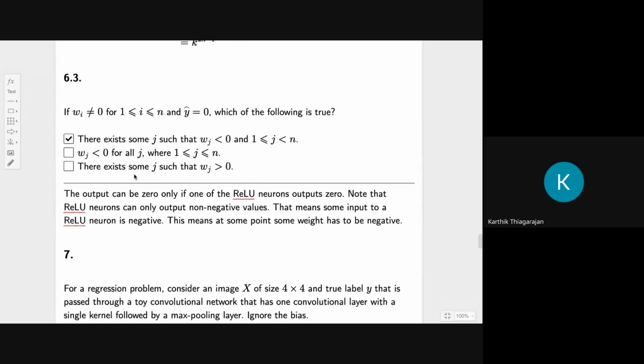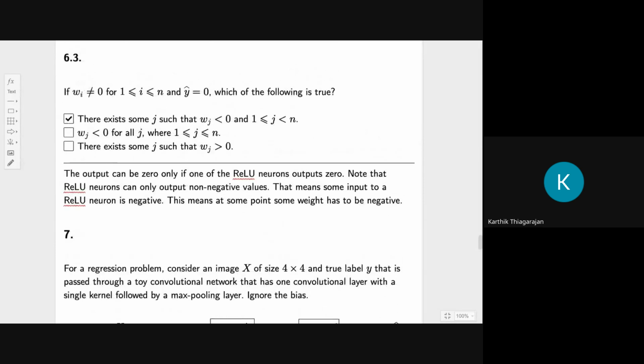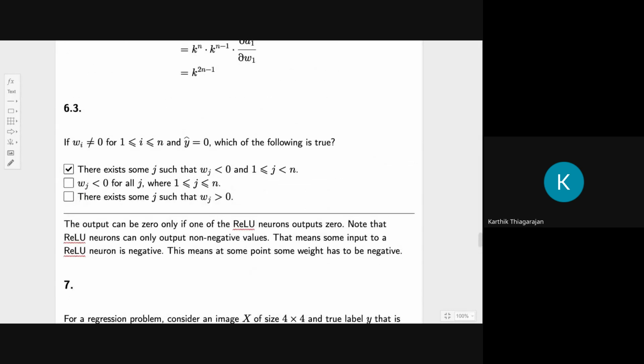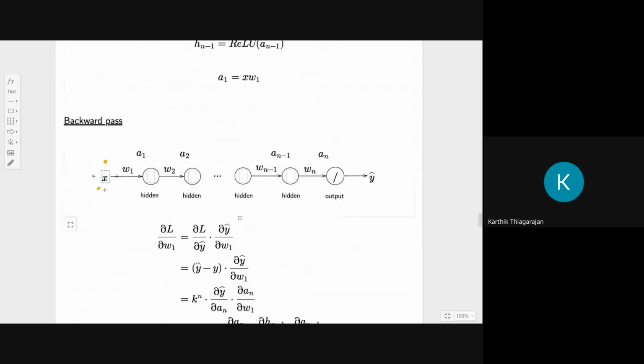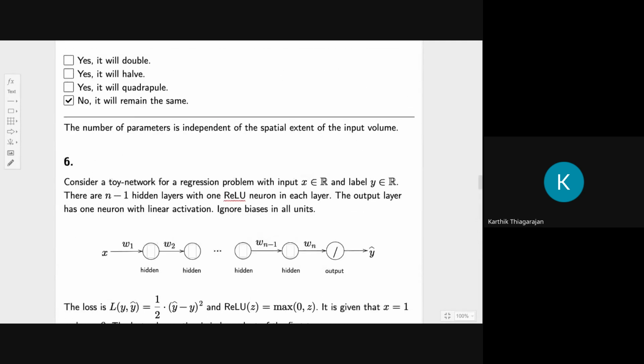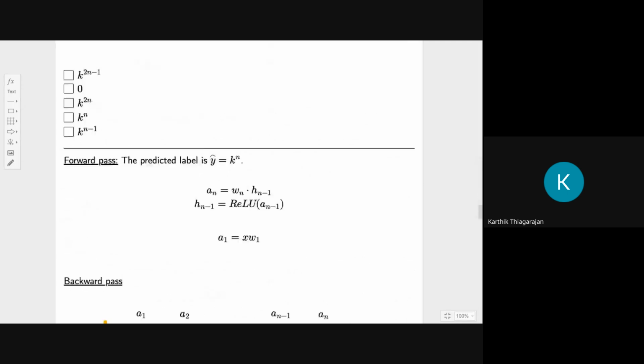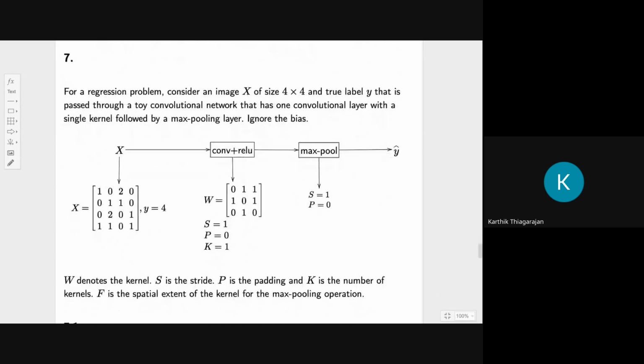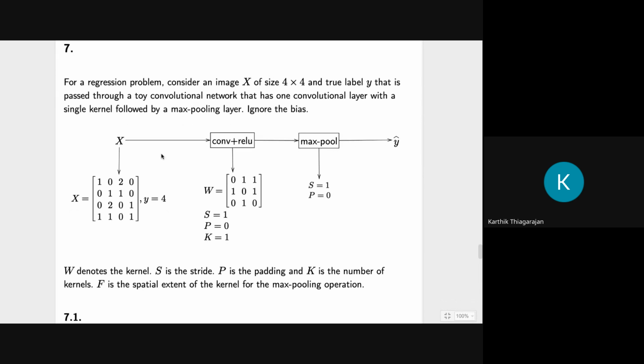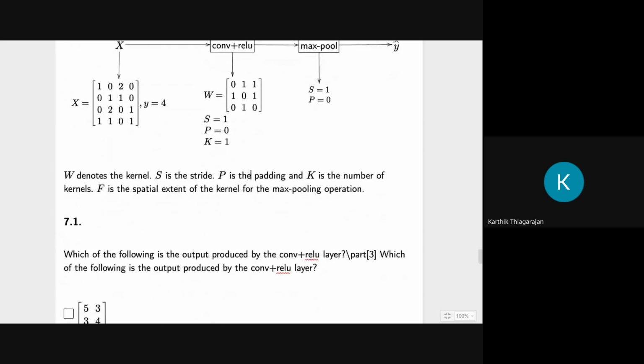Okay, so that's the idea behind the sixth one. The sixth one is slightly hard. We wanted to have some hard question in the exam, and already the first five are kind of easy. There's nothing in this fifth question and all, right? So we wanted to have some hard question. Okay, so this is a regression problem. You have an image, and y is the true label. The true label is 4, and you have a simple convolution ReLU operation. One kernel only, no padding. Stride is 1.